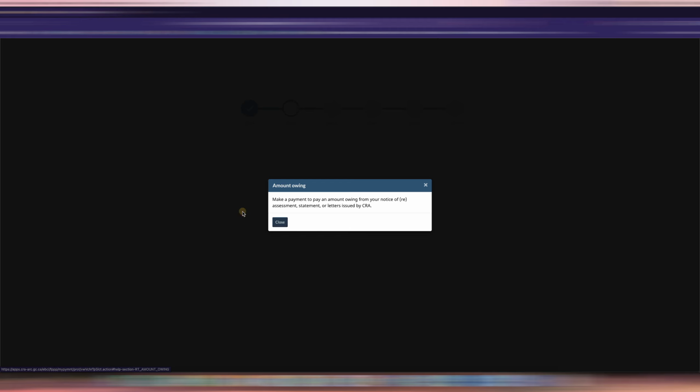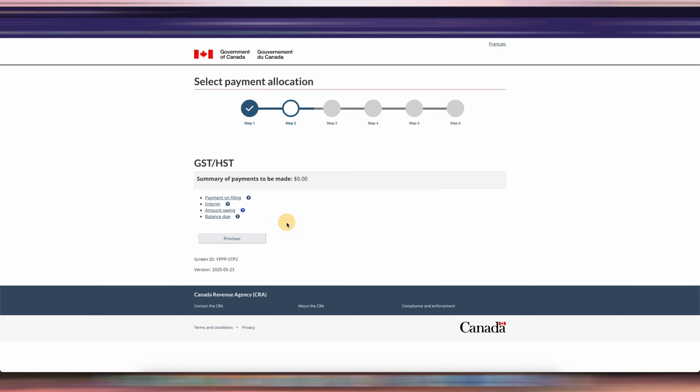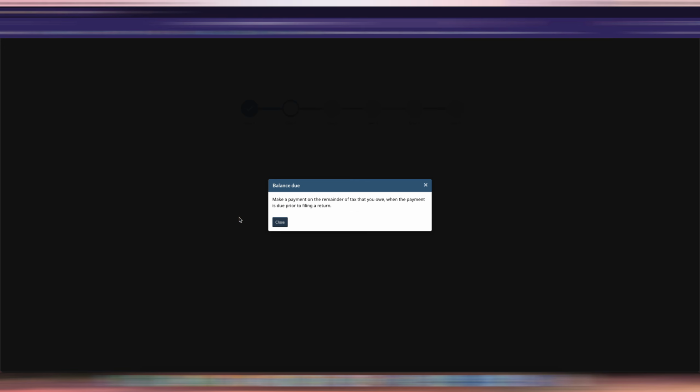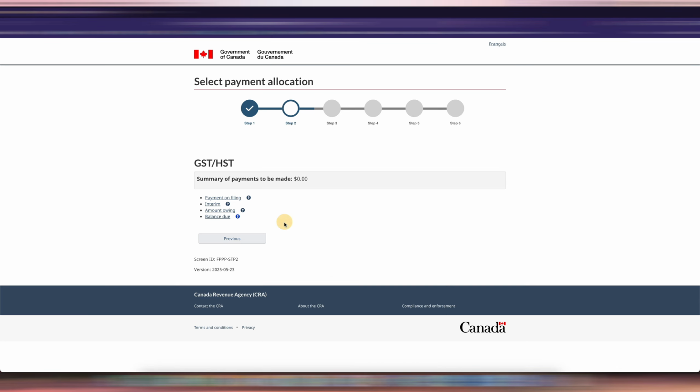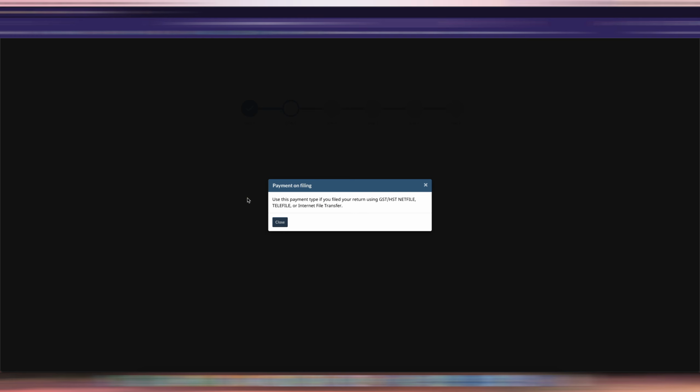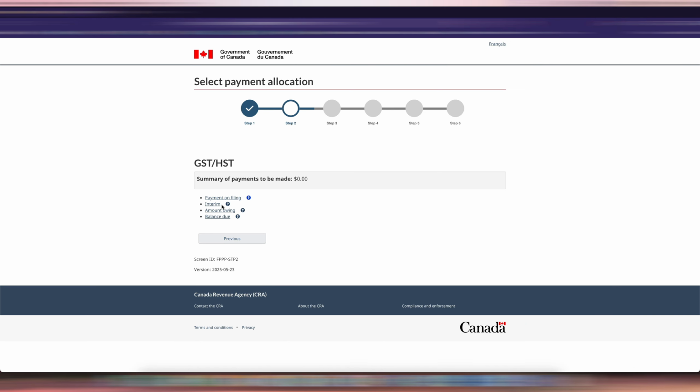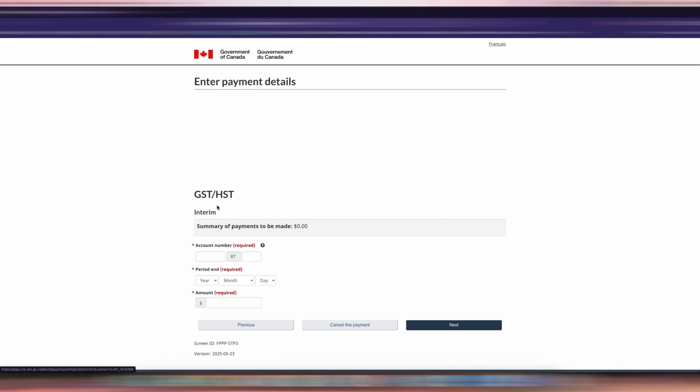And then you're like, ooh, is it amount owing? No. So if you got a notice of reassessment statement or letter, then you do the amount owing. Balance due is when the payment is due prior to filing your return, you can do that. Or payment on filing, you filed and then now you need to pay. But for this case, we're going to do interim.